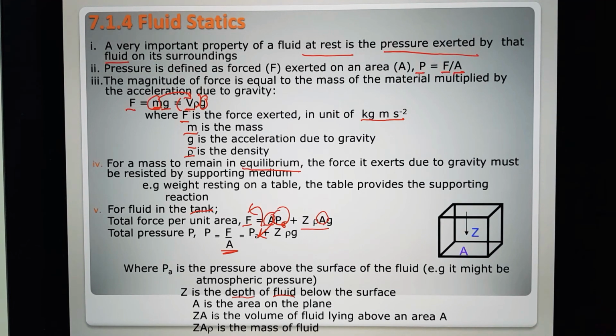Z times A is the volume of fluid lying above an area of A. And ZA rho is the mass of the fluid.